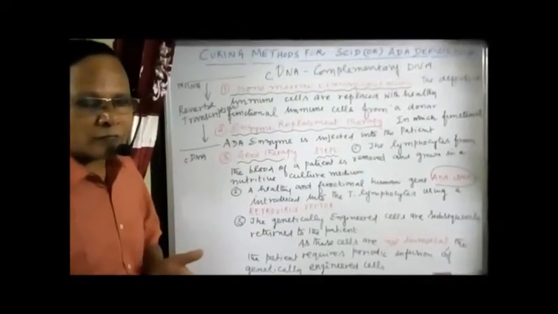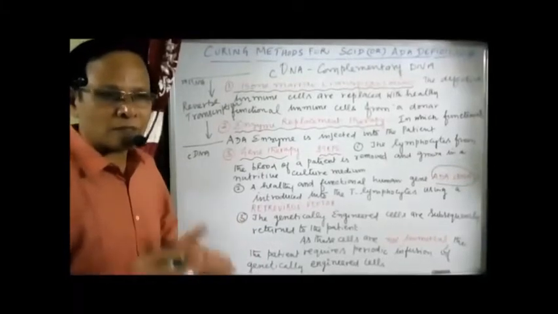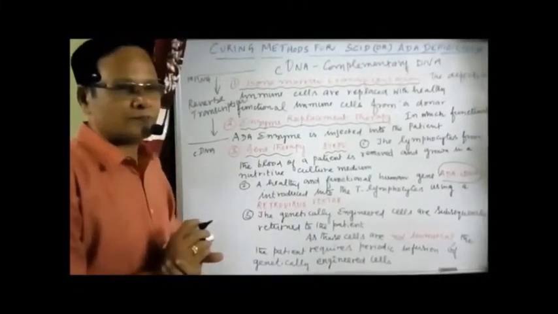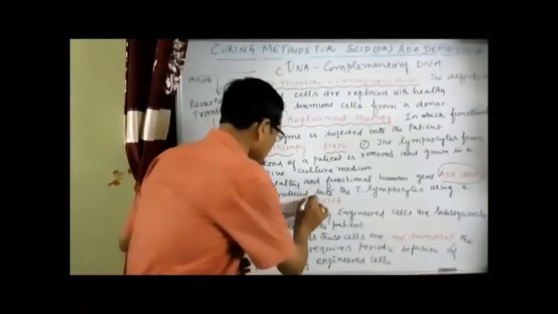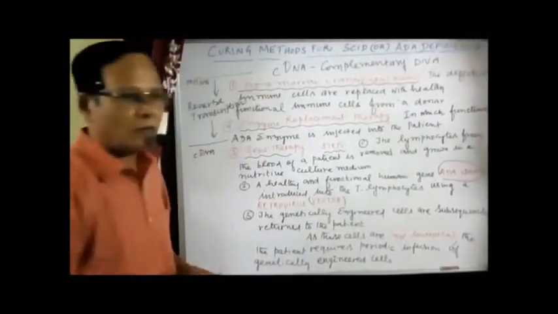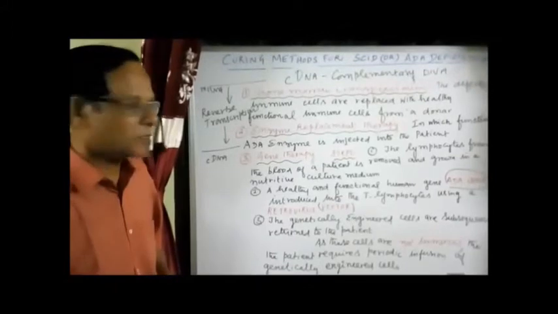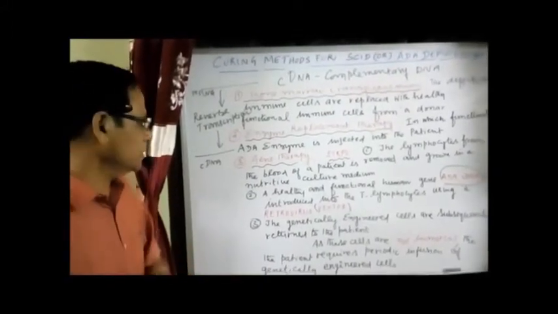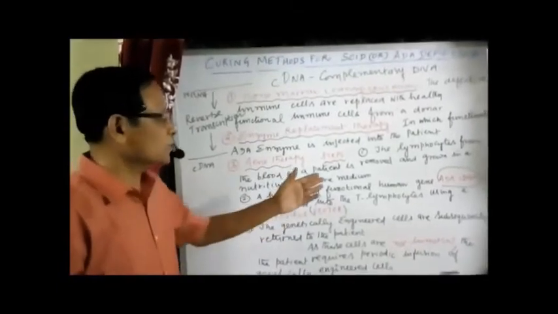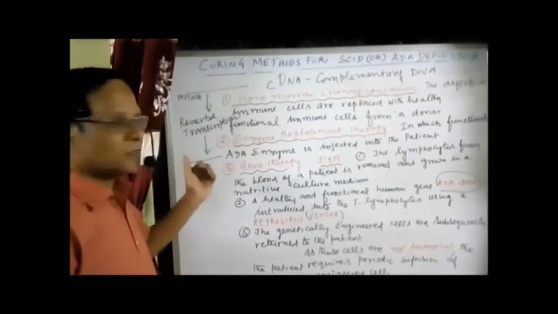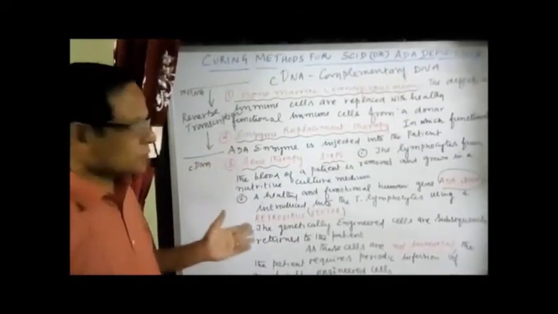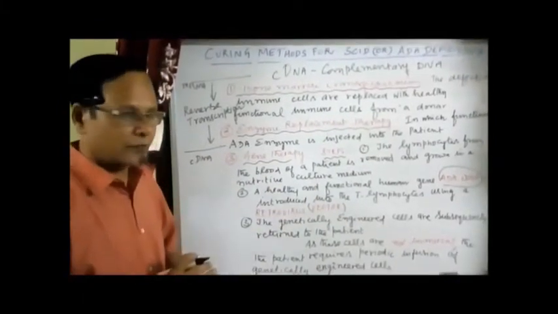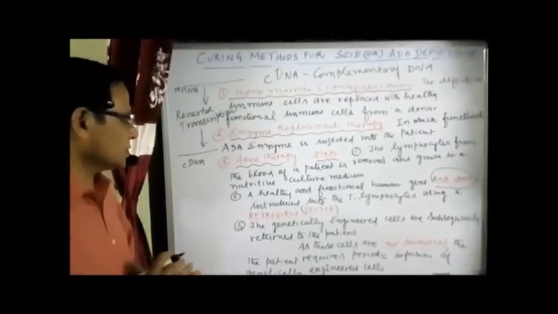The major vectors for transferring genes in the case of animal cells are, number 1, retrovirus. This is acting as a vector, retrovirus. Or we can use adenovirus. These are the 2 major vectors used for the transfer of genes in the case of animals. So a healthy and functional human gene for the synthesis of the ADA, adenosine deaminase enzyme, has to be introduced into the defective T lymphocytes using a retrovirus.